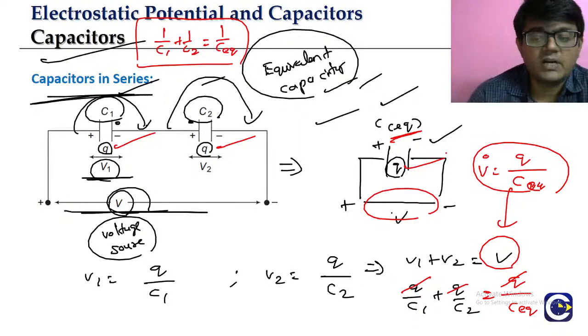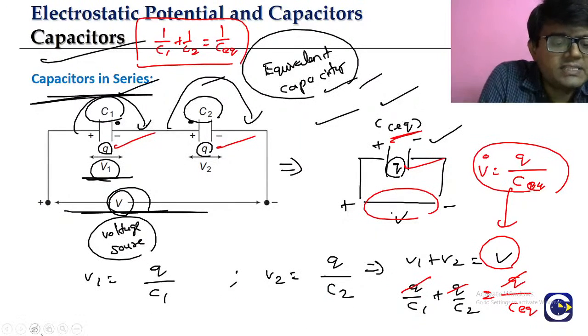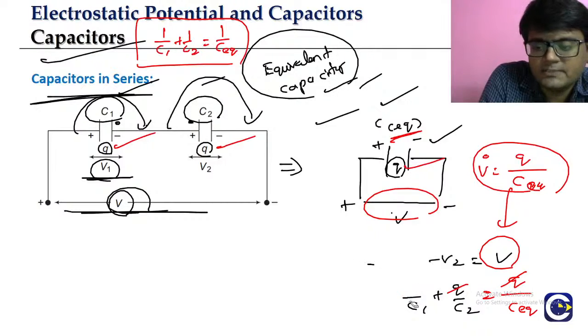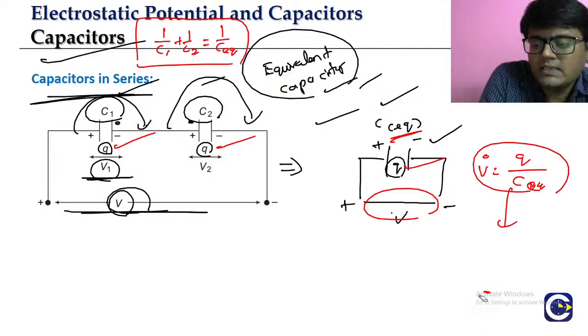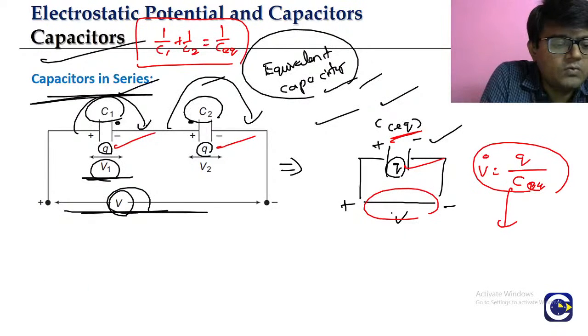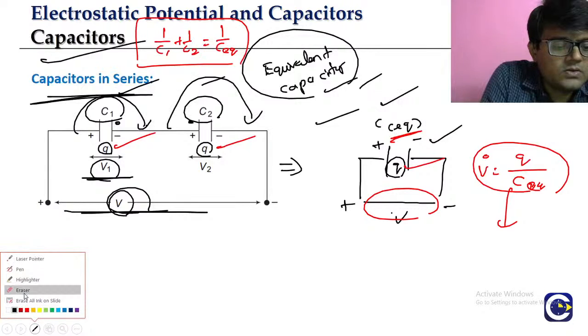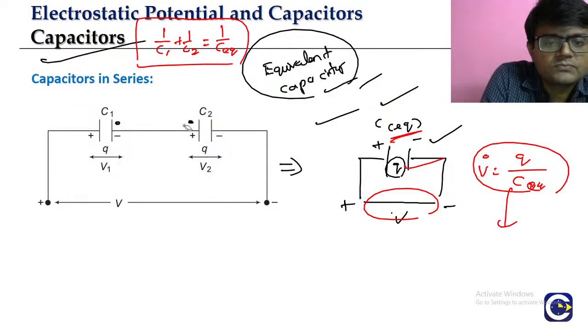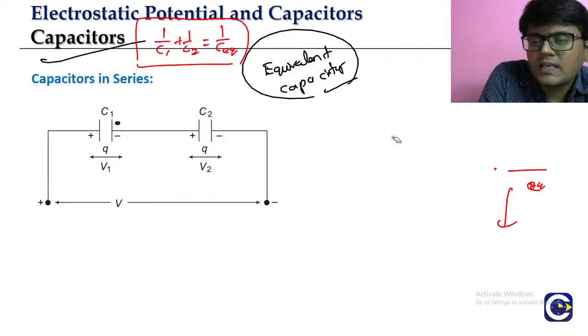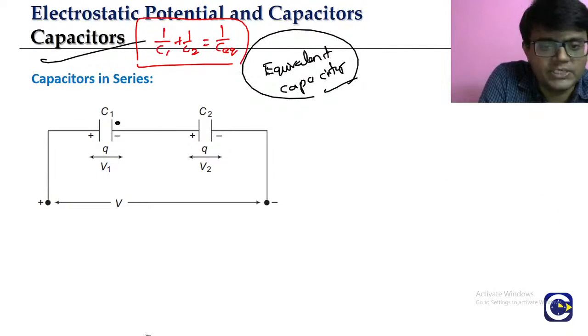The other relation, what is that? The relation between the series capacitors and the equivalent capacitance value. So what is it? 1 by C1 plus 1 by C2 is equal to what? 1 by C equivalent. Okay? So this is the concept of equivalent capacitance for the series combination.